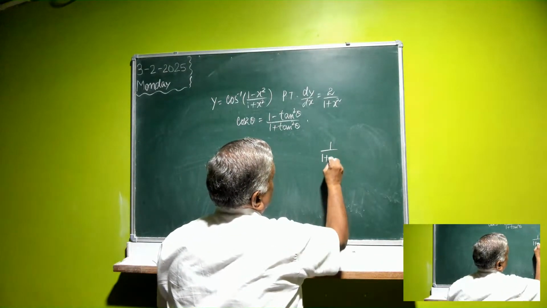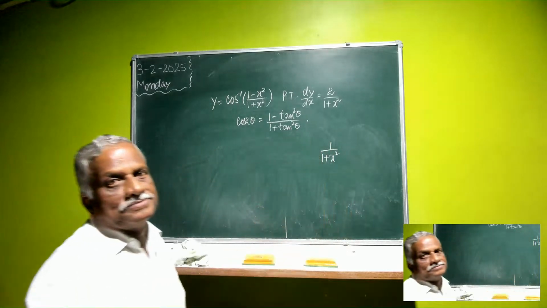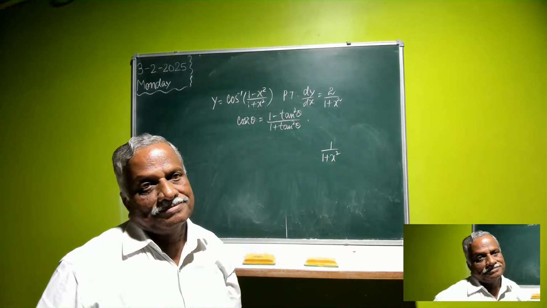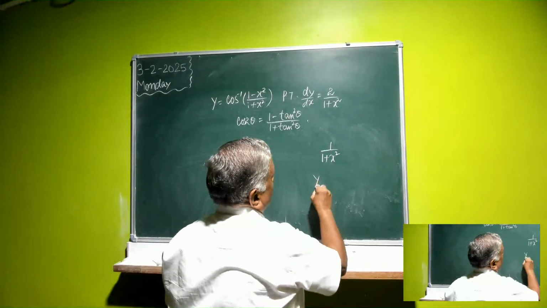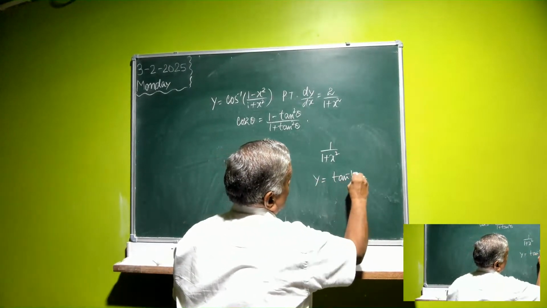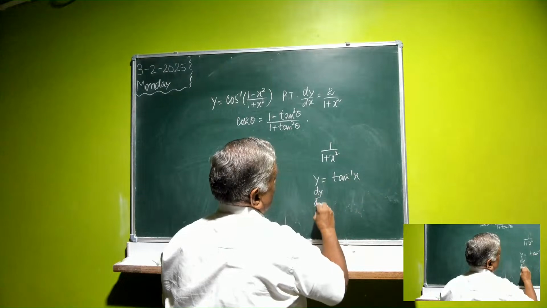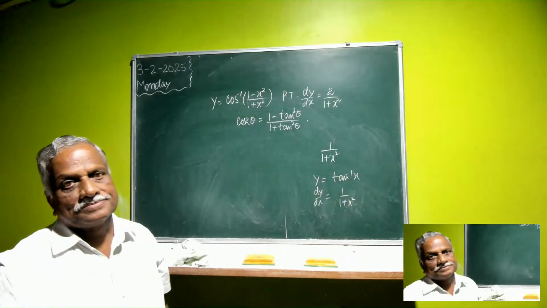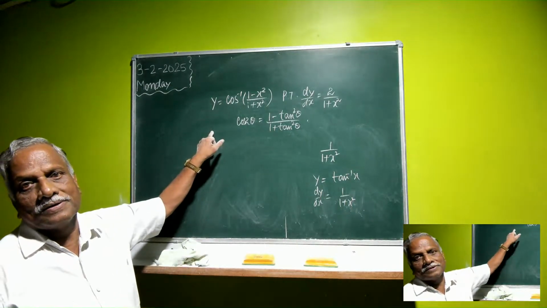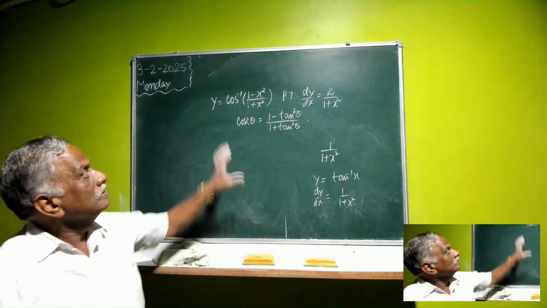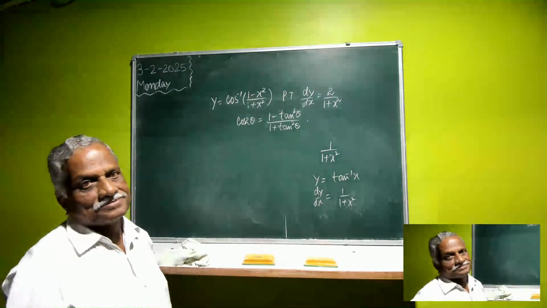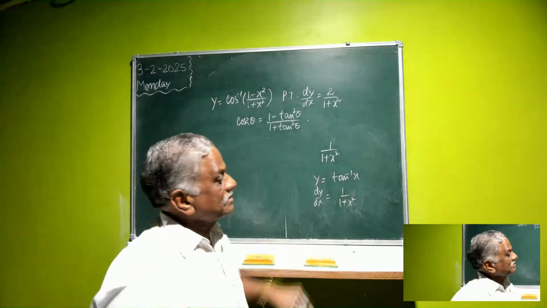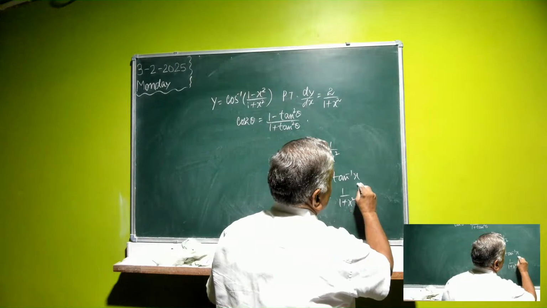What is it that you have got? 1 over 1 plus x square. Which function on differentiation gives this? Recall. It is tan inverse x. If y is equal to tan inverse x, dy by dx is 1 over 1 plus x square. So, you get a clue. I should get tan inverse x. If you have to get tan inverse x, what should x be? It should be tan theta.